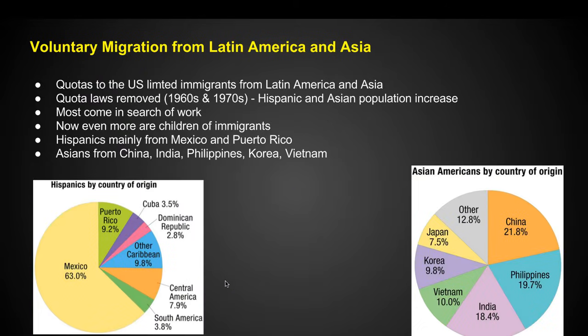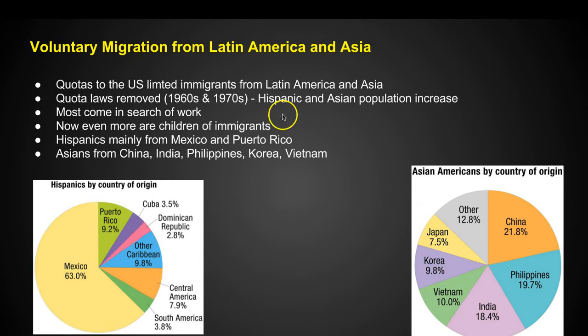Then we have voluntary migration from Latin America and Asia. So these people are not being forced, but they're still traveling internationally. The United States initially had quota laws that limited immigrants from Latin America and Asia because the thought at the time was they wanted strictly people from the Western Europe region. They wanted white people. But then they decided that, as far as a global outlook, these quota laws were quite racist and they needed more workers. They realized that they could get cheap labor from other areas of the globe. And so we started to remove those quota laws in the 1960s and 70s.